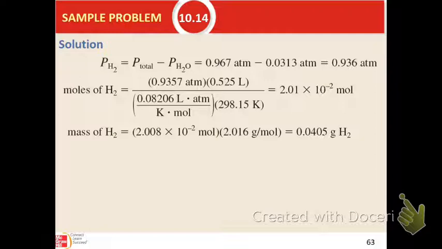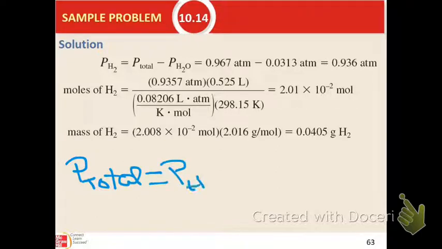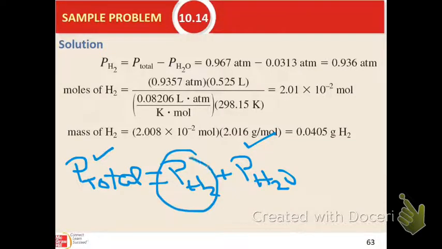let's look how we set this up. I would have set this up just a little bit different myself. I'm going to show you exactly what I would have done. I would have done like this. I would have said my total pressure, I know, is equal to the pressure from the hydrogen plus the pressure from my water. I know this. I'm sorry, I know this right here. Okay, and I also know this. I do not know this. That's what I'm looking for.